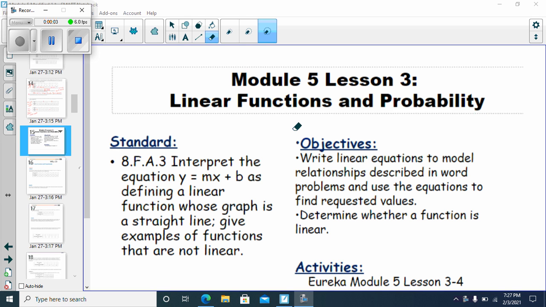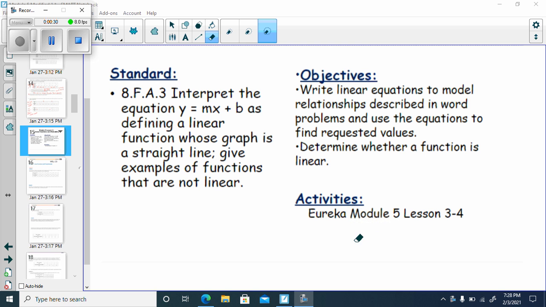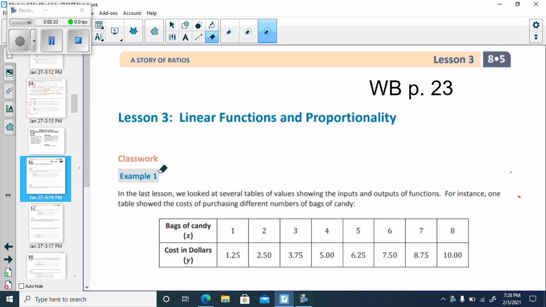This is Module 5, Lesson 3. We're going to talk about linear functions and probability. We're going to interpret the equation y is equal to mx plus b as defining a linear function whose graph is a straight line. And we're going to give examples of functions that are not linear, okay? Now, we're going to write linear equations to model the relationships, and we're going to determine whether or not a function is linear. All this comes from Eureka Module 5, Lessons 3 and 4.